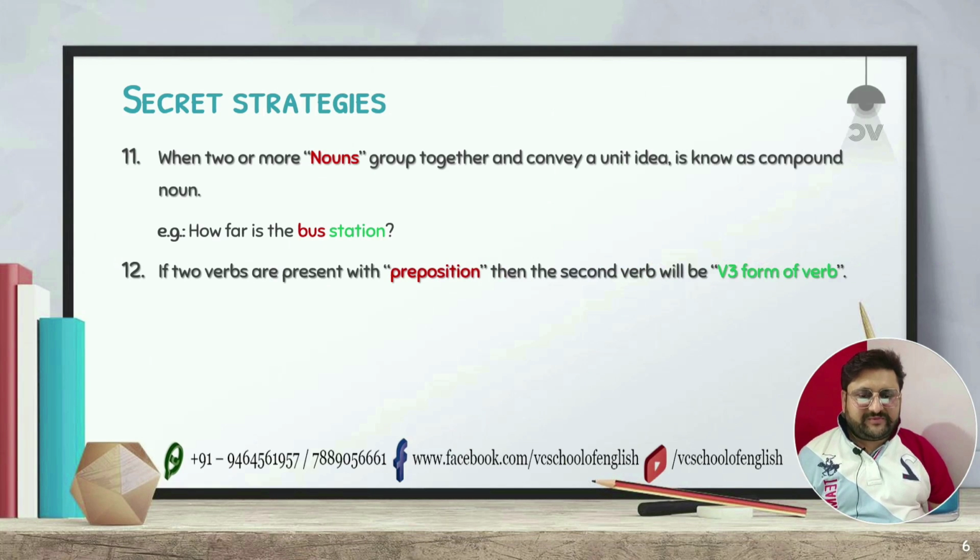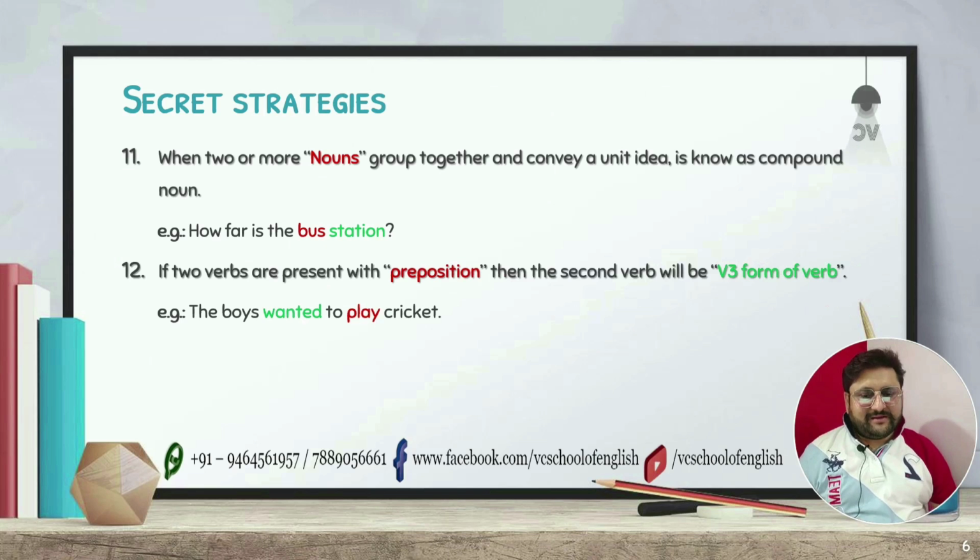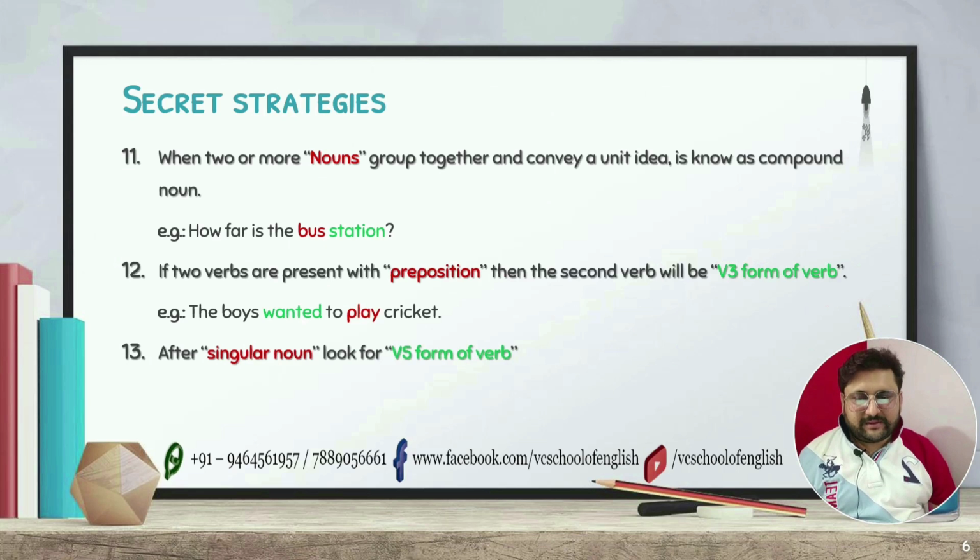If two verbs are present with preposition, then the second verb will be V3 form of verb, which is also known as past participle or third form of verb. For example, the boys wanted to play cricket. So in this case, play is a V1, to is a preposition, and wanted is a V3.